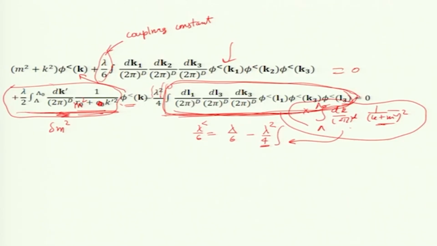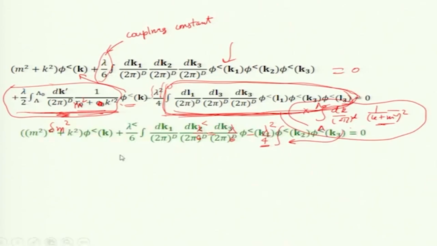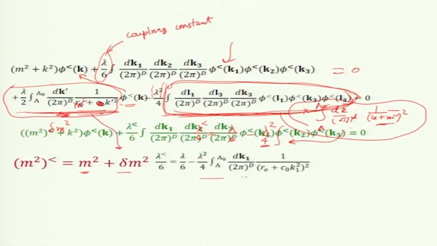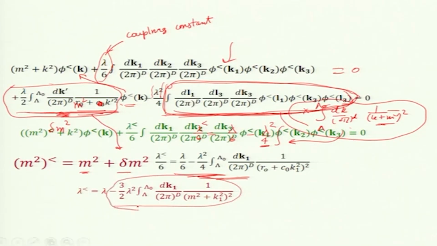So, the coupling constant is also getting corrected. We just rewrite them here. m squared less is m squared plus this correction, and lambda by 6 is this. I had written it before. We just rewrite this part as lambda less equal to, I mean, 6 will go up and you get 3 by 2. So, this is my integral, which is a correction to lambda.